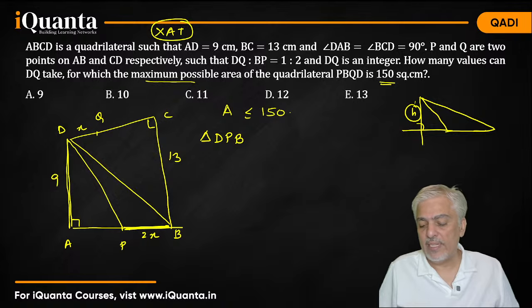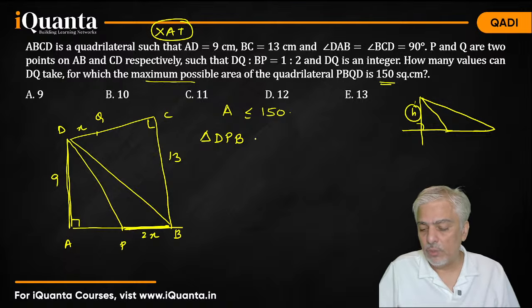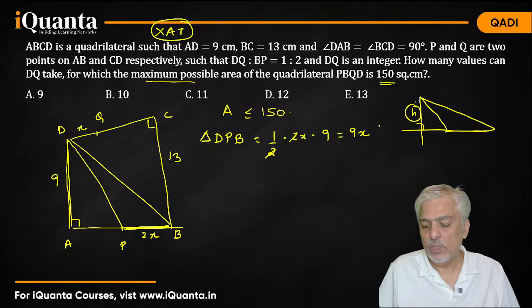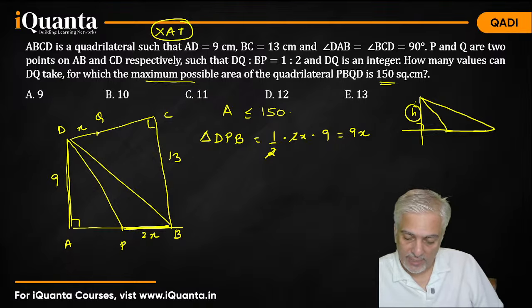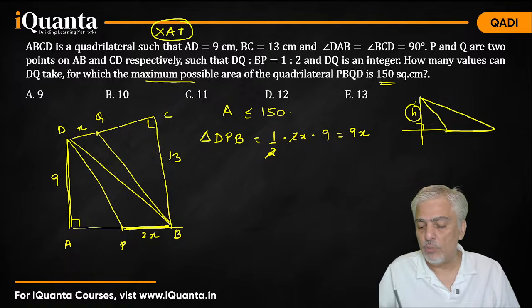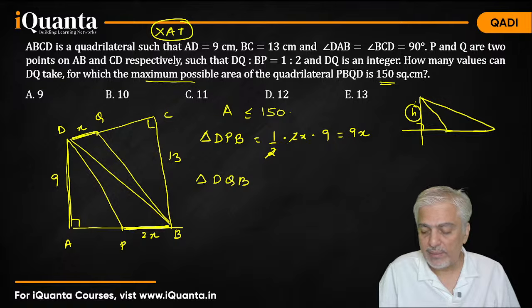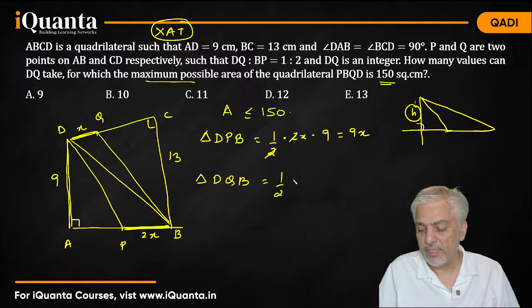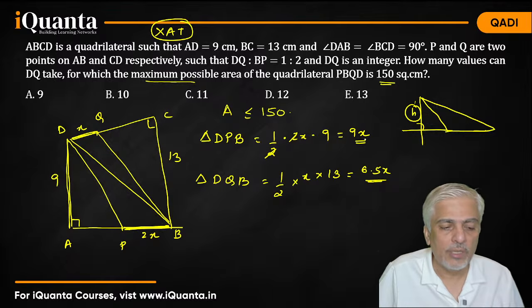Okay. So I'm explaining, pay attention. Area of triangle DPB will be half into 2x into 9. 2 cut. So let's leave it as 9x. Same way, can you get area of triangle DBQ? We did DPB, same way DQB. Area of triangle DQB. Base will be x, height will be 13. So it will be half into x into 13, which is 6.5x, or you want to leave it as 13/2 also, no problem. So 6.5x.